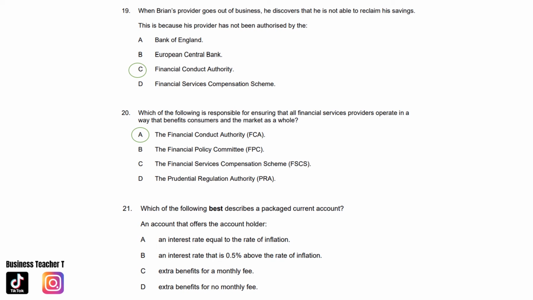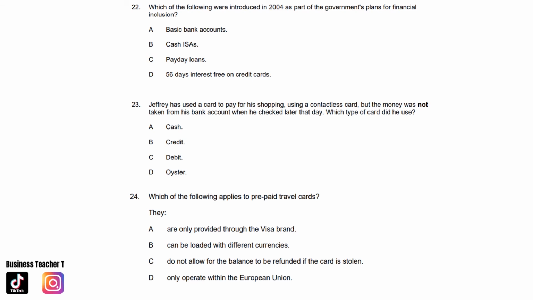And the answer is C. extra benefits for a monthly fee. Question 22. Which of the following were introduced in 2004 as part of the government's plans for financial inclusion? Is it A. basic bank accounts, B. cash ISAs, C. payday loans, or D. 56 days interest free on credit cards?